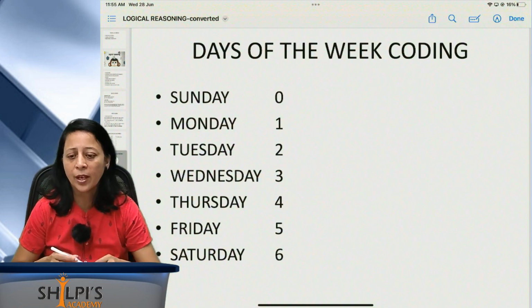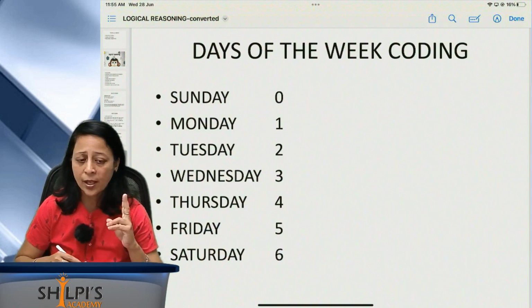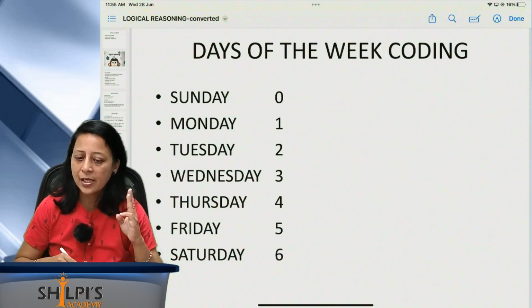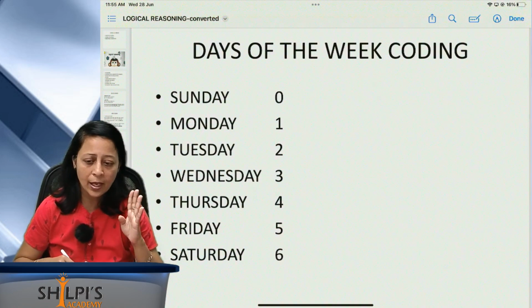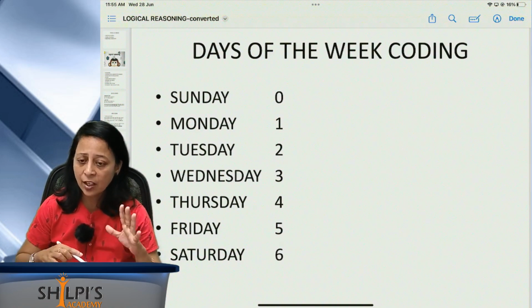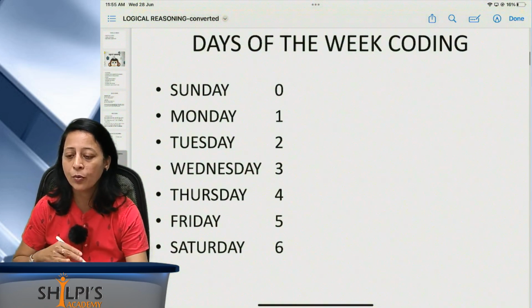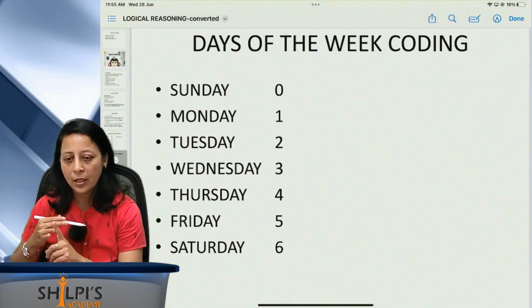So whenever you get Monday, you have to consider 1 day as odd. Tuesday means 2 days odd. Wednesday means 3 days odd. Thursday 4 days odd. Friday 5 days odd. Saturday 6 days odd. And Sunday means it is 0 odd days. So we have done with year, month and days so far.